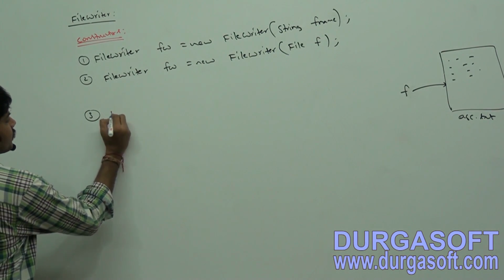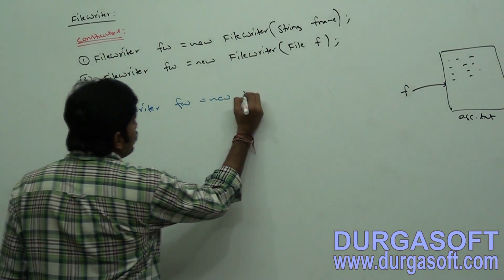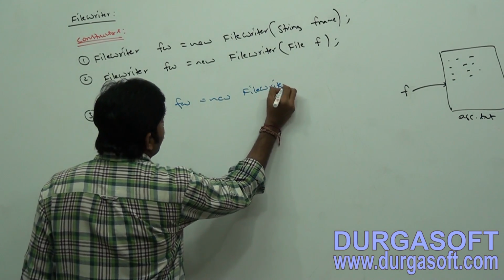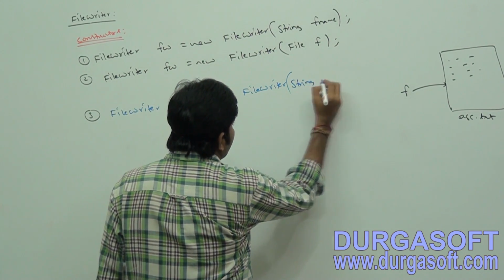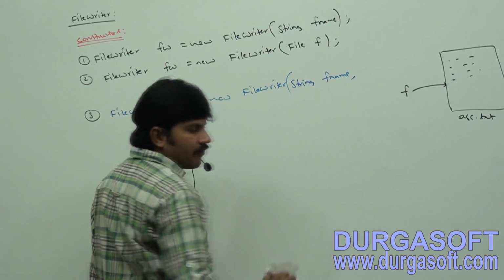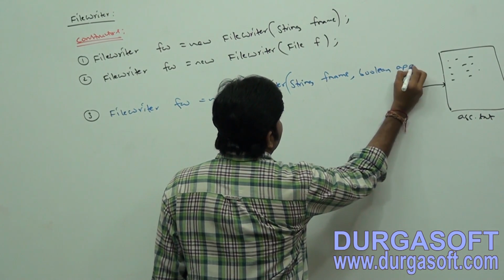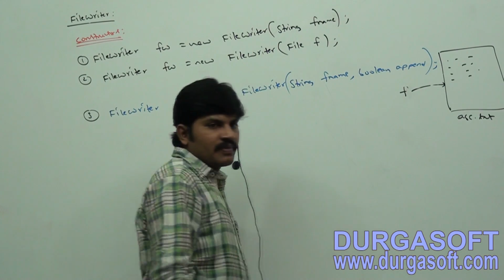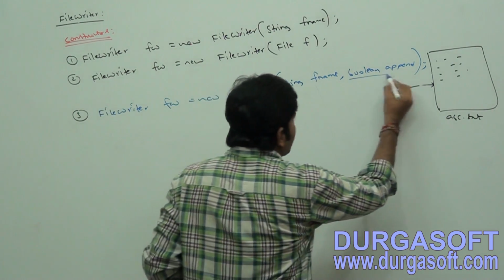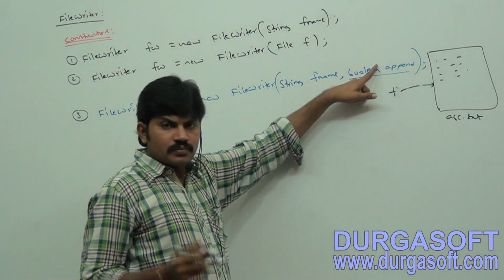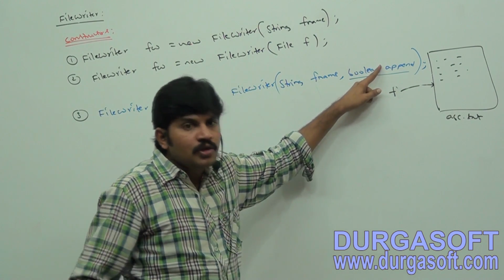The third one: FileWriter fw = new FileWriter(String fileName, boolean append). Sir, just the same constructor with another argument, boolean append. If we pass true, it means append operation. If we pass false, it means override operation.